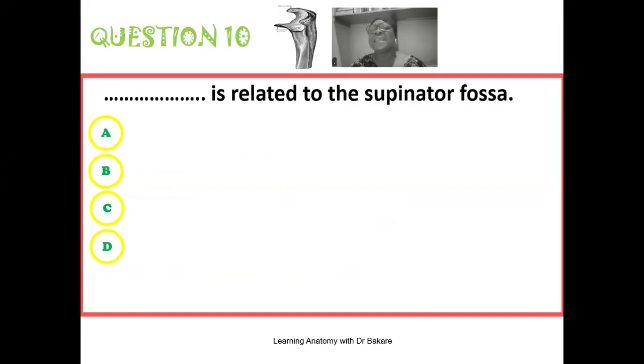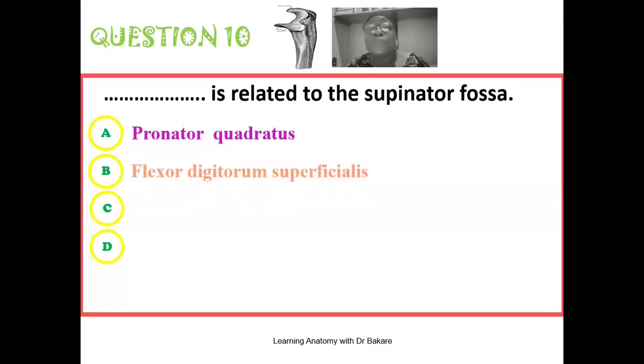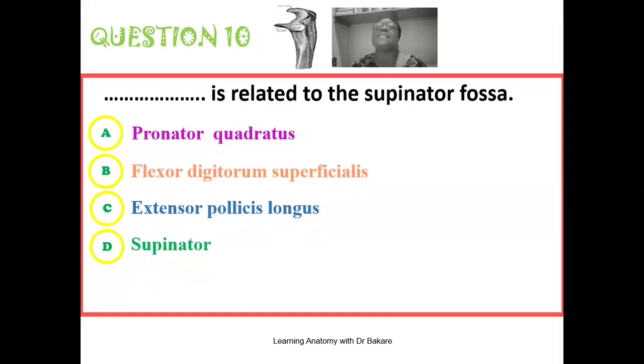Now let's go to the last question, the 10th question, and this reads that dash is related to the supinator fossa. Is it the pronator quadratus? Is it the flexor digitorum superficialis? Is it the extensor pollicis longus? Or is it the supinator? The correct answer here as it relates to the muscular attachment or relation to the supinator fossa is the supinator muscle. This muscle is seen to be related to this specific region.